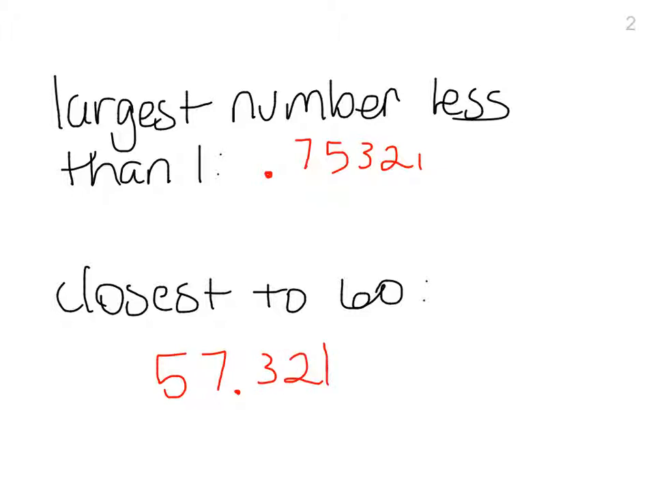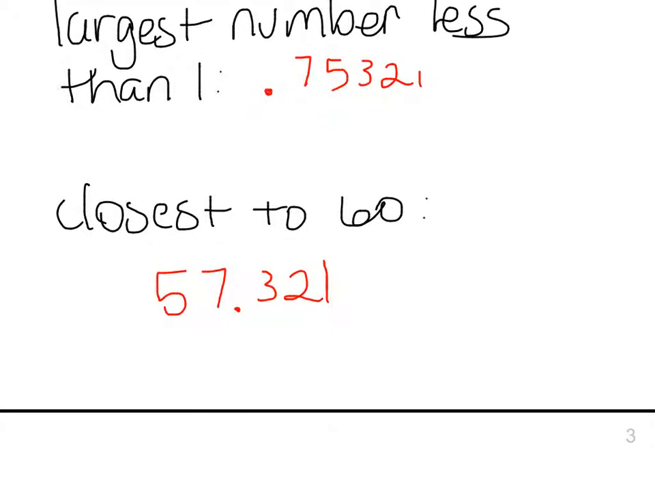The smallest we could get from 70 would be like 71.532. And this one is closer to 60 than this one, so this one would not work.